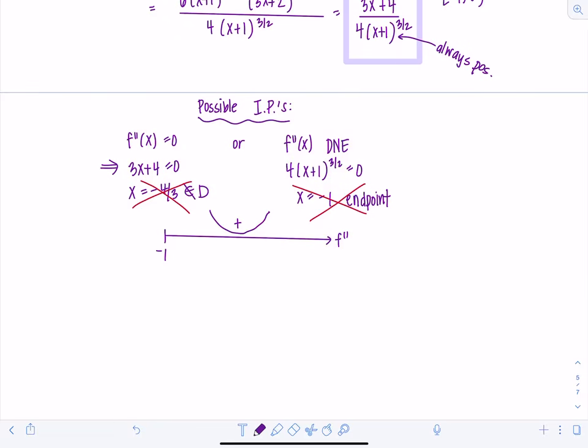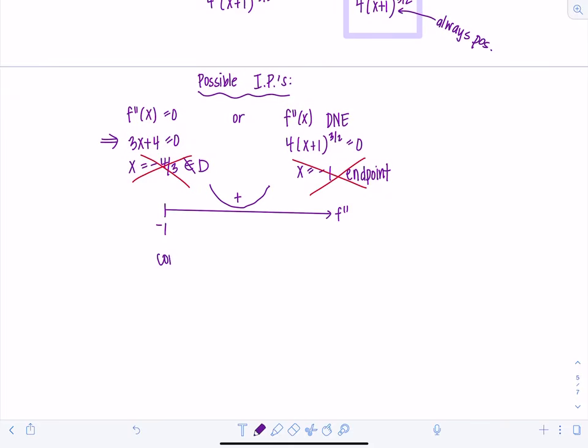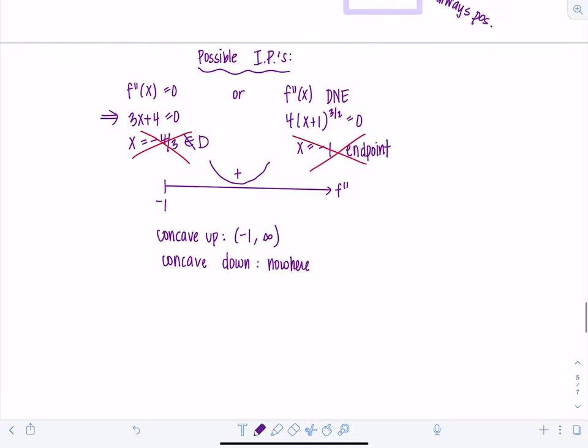But don't write always for your answer, right? The graph is concave up only where it actually exists, meaning on its domain. So it's going to be concave up from -1, but not including -1 because the second derivative doesn't exist there, all the way to infinity. It's not concave down anywhere. Just list it so we know you thought about it. And there's no inflection points.